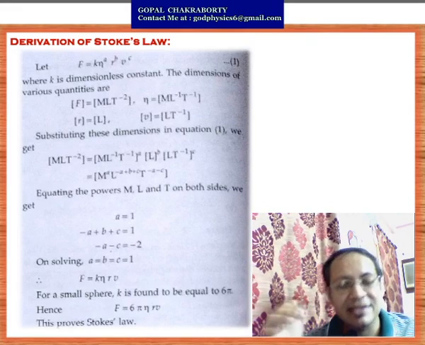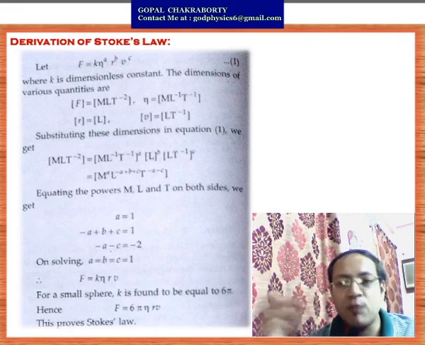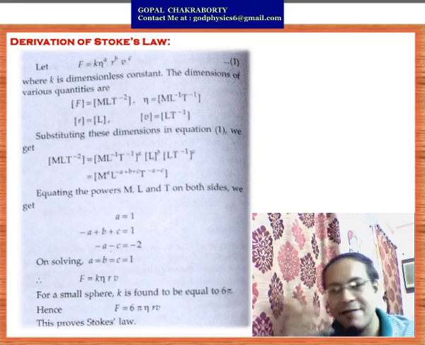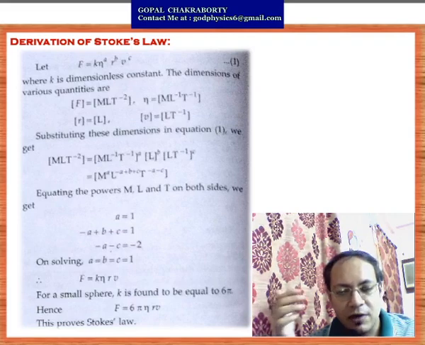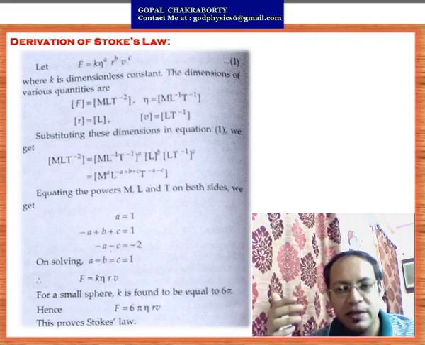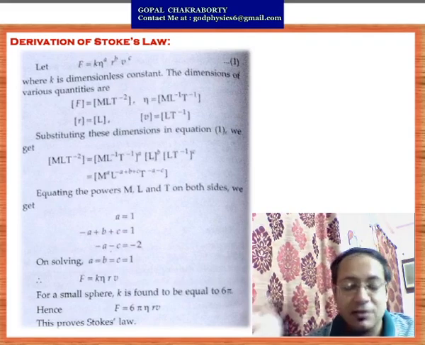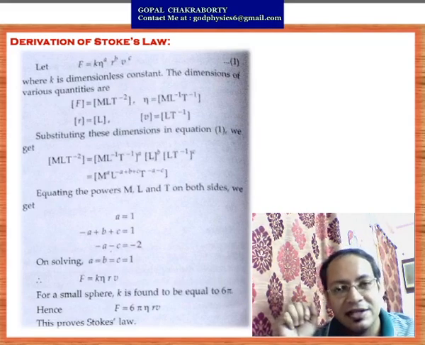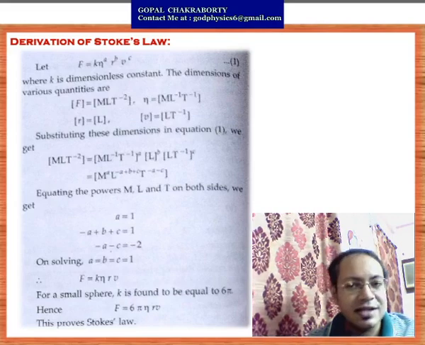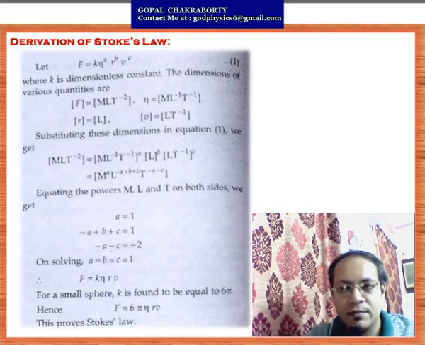This makes the formula corresponding to Stokes Law F equals 6 pi eta r v. For a small sphere, k is found to be equal to 6 pi. Considering that, you can write F equals 6 pi eta r v. So this is the expression of Stokes Law.